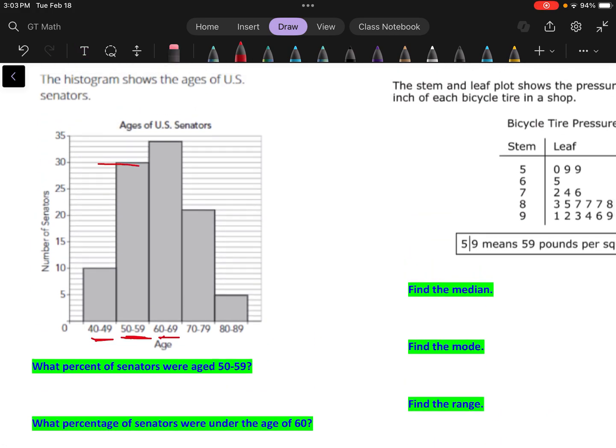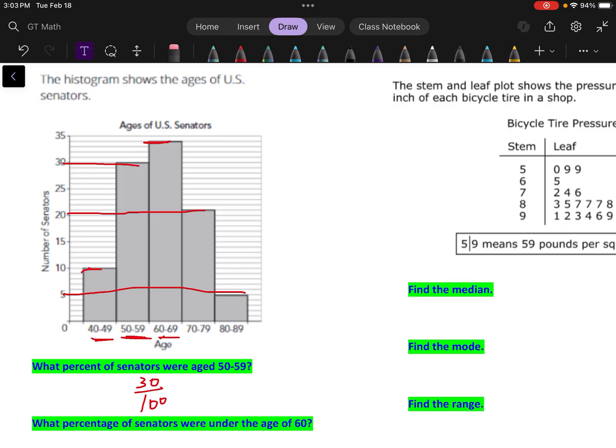I'm going to come up here and go, okay, well, that's at 30. So 30 out of, well, I've got to figure out how many total there were. Well, there's 10. That's going to be 34. So we got 44 plus 30, that's going to be 74. 74 plus, I believe that's 21. That's going to give me 95, and then this right here gives me 100. Well, that's easy. 30 out of 100 is 30%.